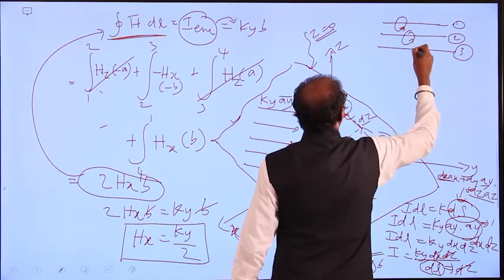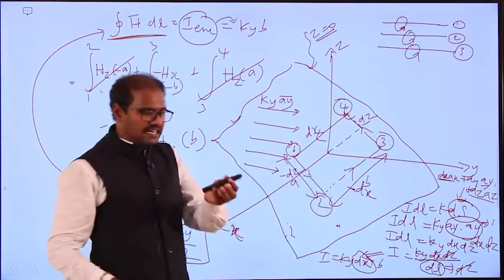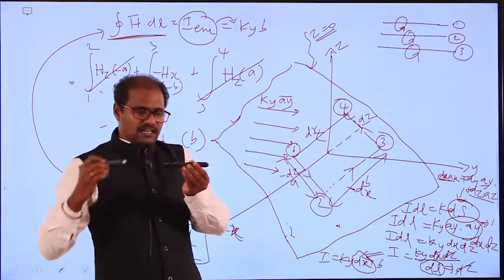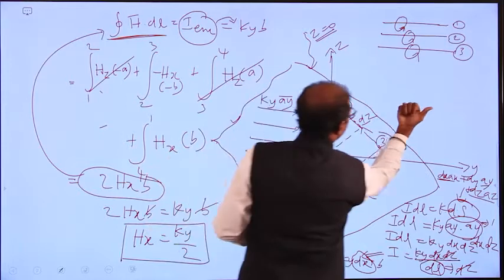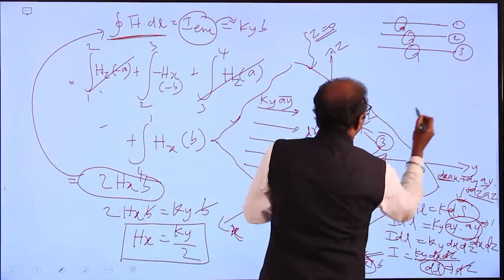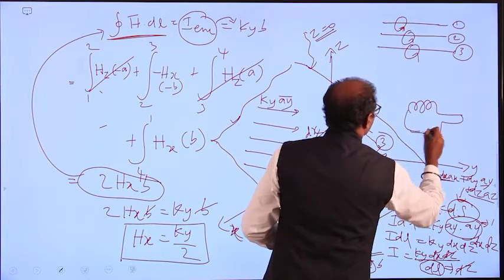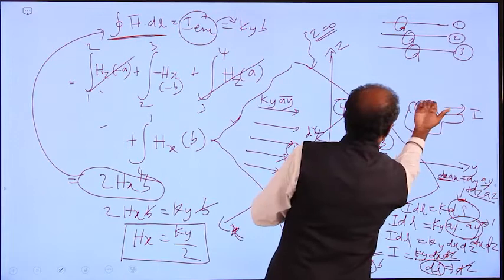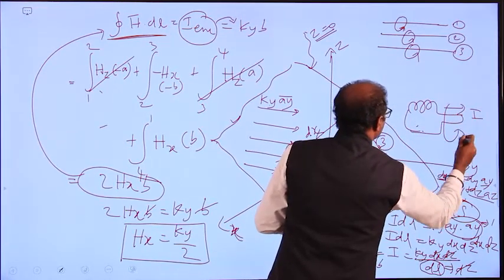In each and every current element there is a magnetic intensity. We take any conductor; the magnetic intensity will be there like this. The current is moving, so we have to use the thumb: the thumb means I. The magnetic field will be like this. According to the right hand thumb rule, the magnetic field intensity H will be like this.